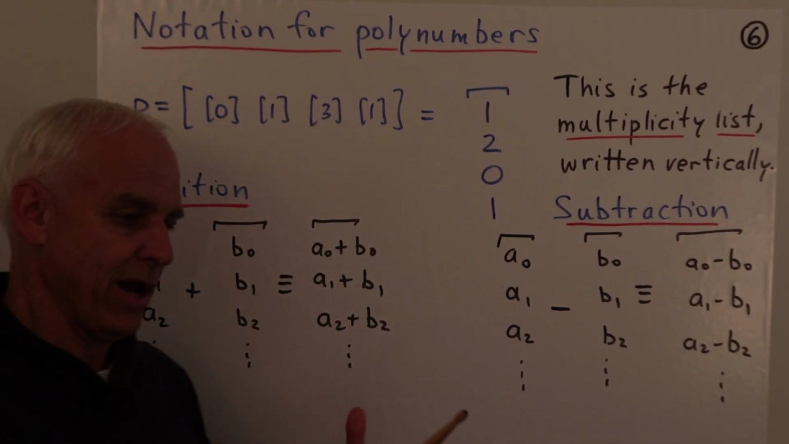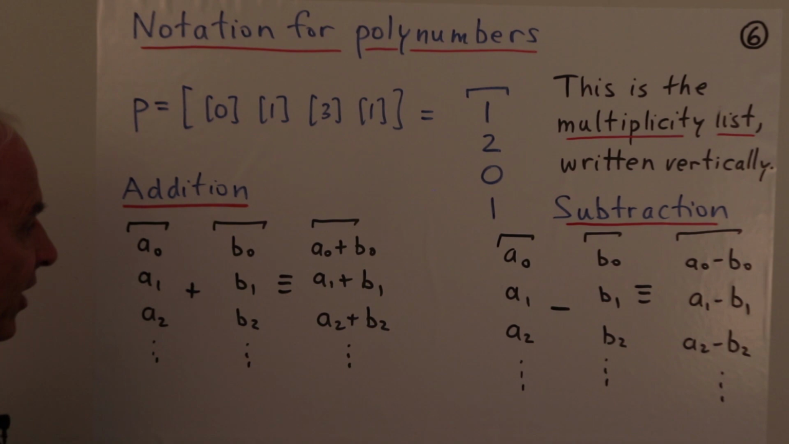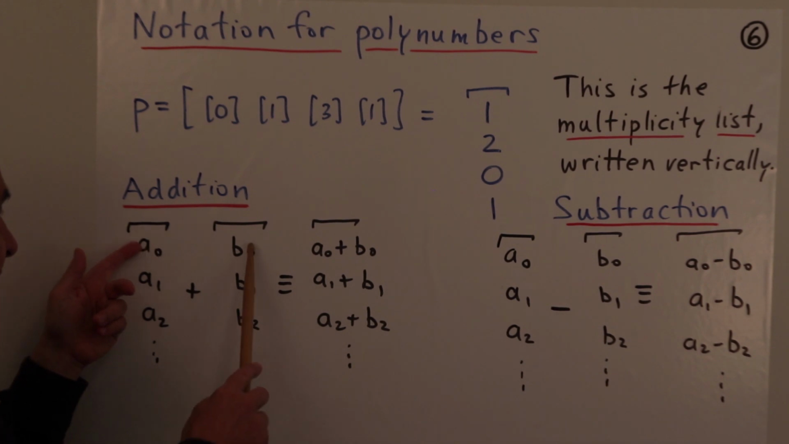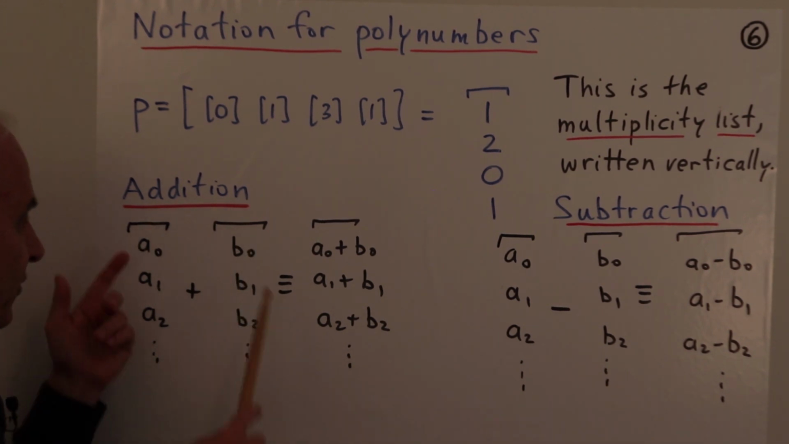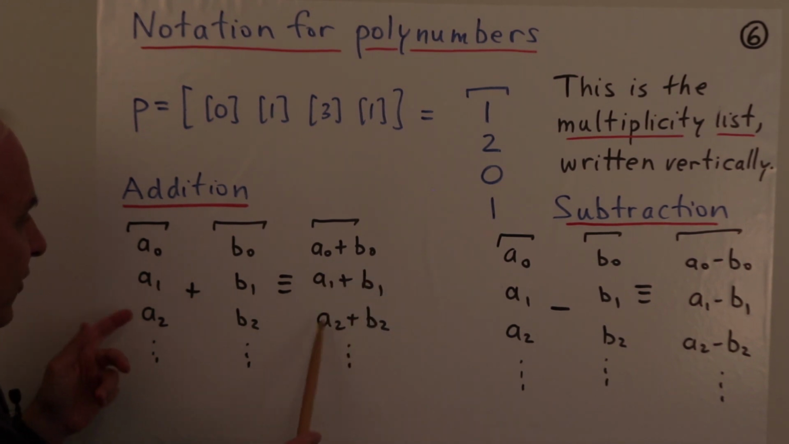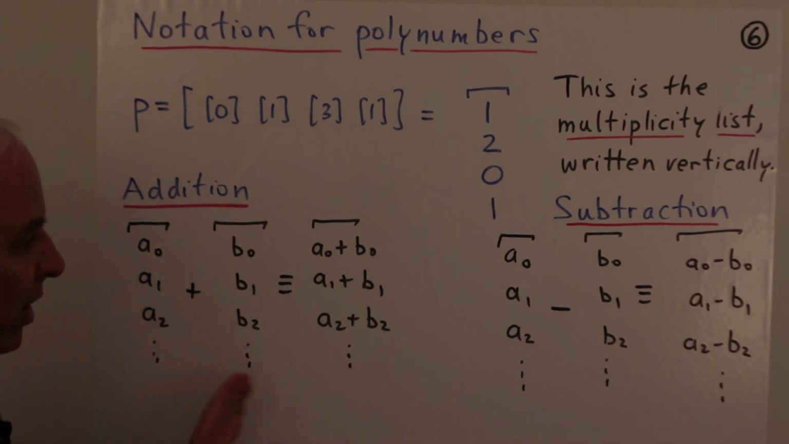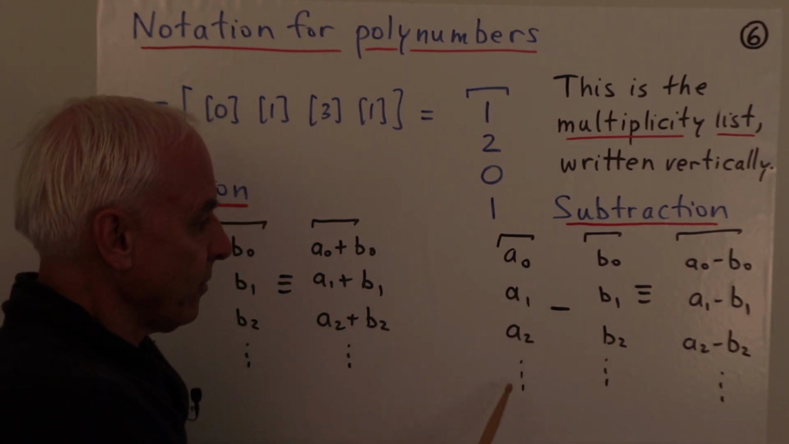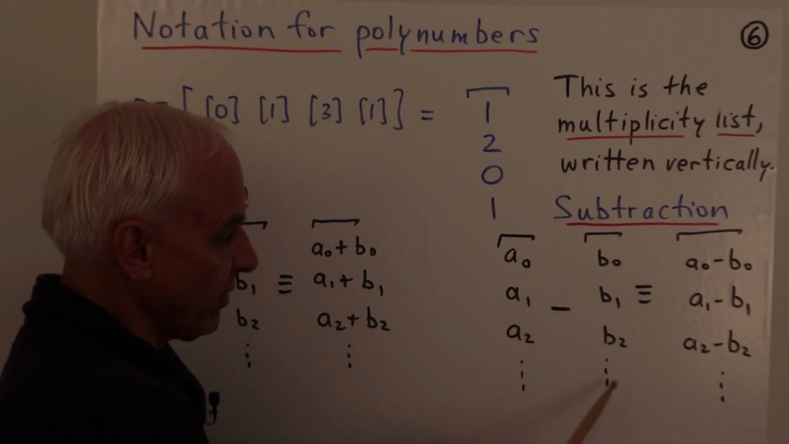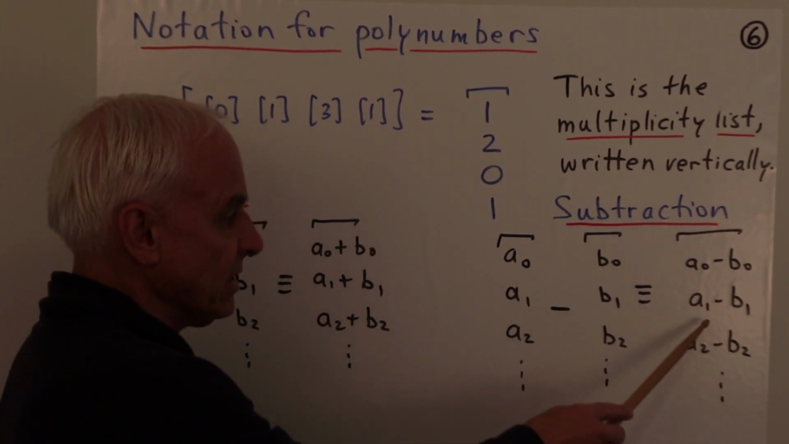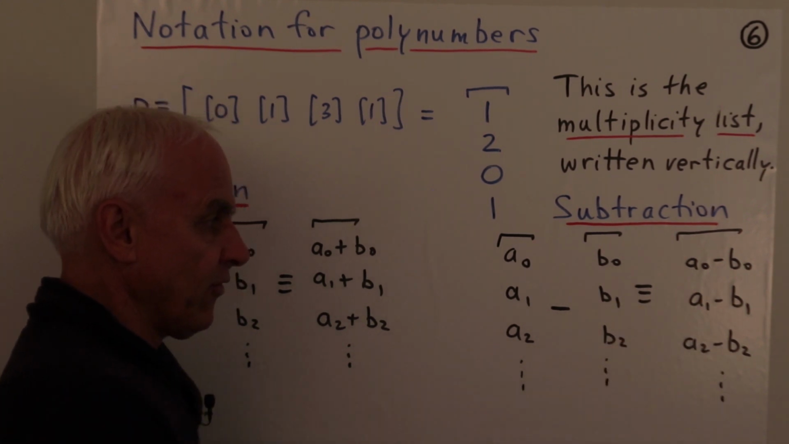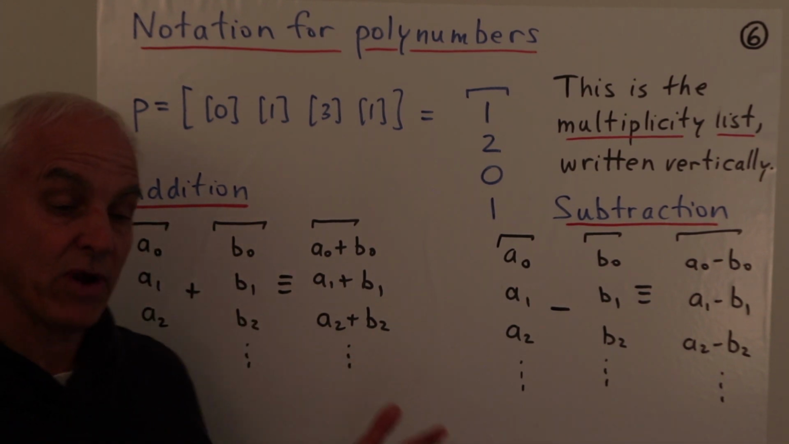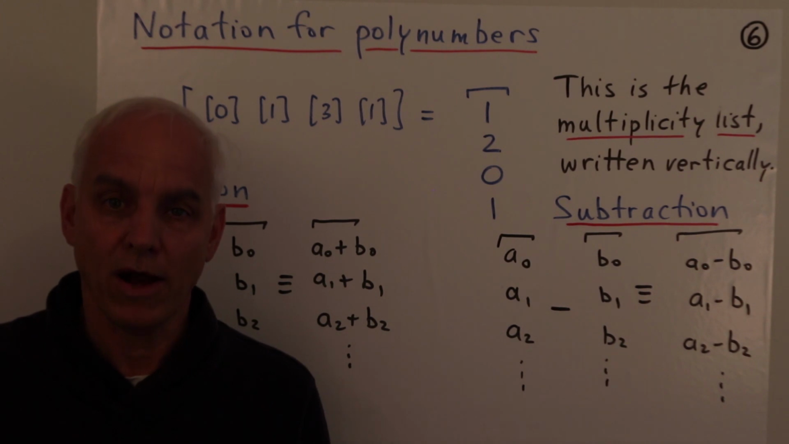And how do we add them? Well, we add them just by doing addition of m sets, and so the multiplicities add, so the number of singleton zeros that we get is going to be the sum of the number of singleton zeros in each of the constituents, and same with the singleton ones and singleton twos, etc. So the addition is just component-wise, and similarly subtraction is also component-wise. So here's A0, A1, A2 minus B0, B1, B2, etc. We get the polynumber A0 minus B0, A1 minus B1, A2 minus B2, and so on. So in this vertical format, addition and subtraction are just the obvious component-wise operations.